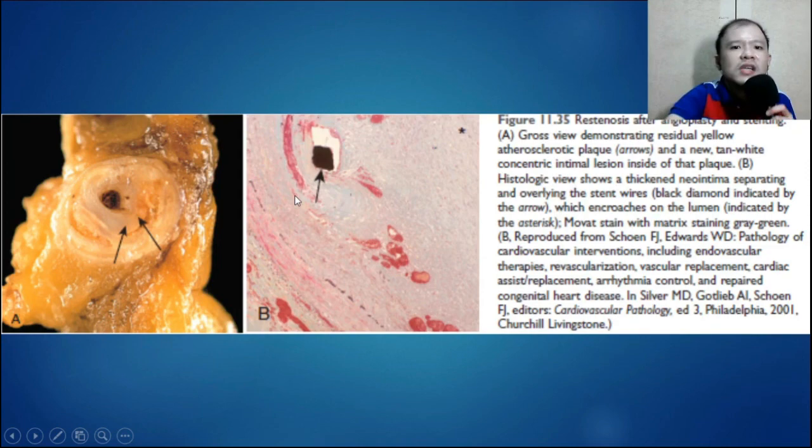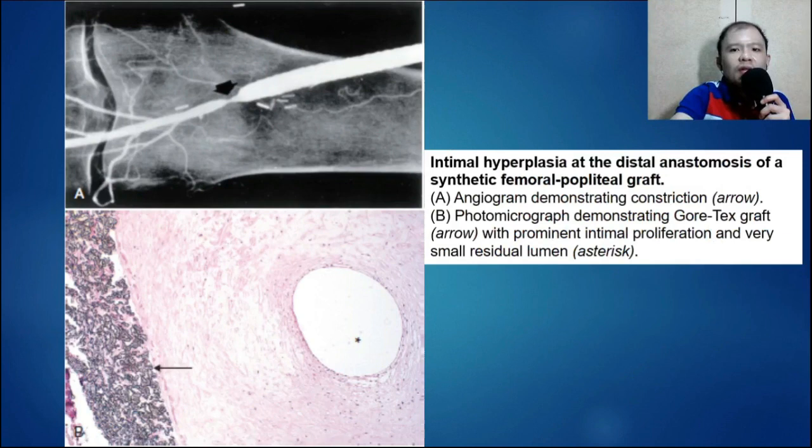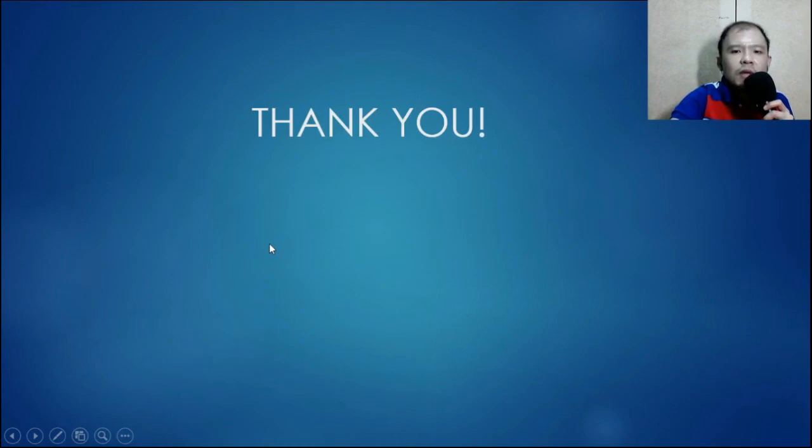Again, another example of intimal hyperplasia here. This is the stent. This is the blood vessel. Again, this one, I think this is the graft or the stent, the foreign body, and the intimal hyperplasia. Thank you so much, and thank you for listening.